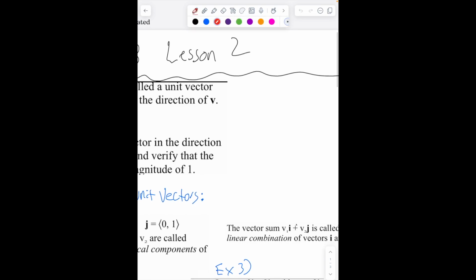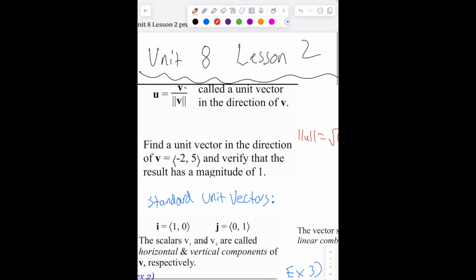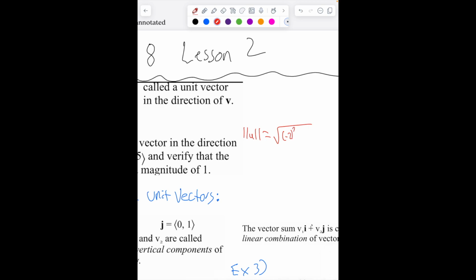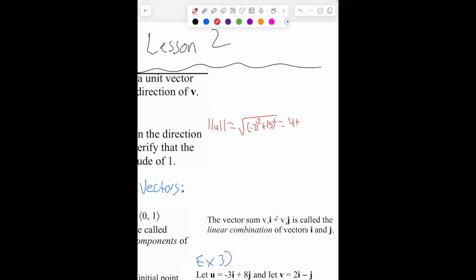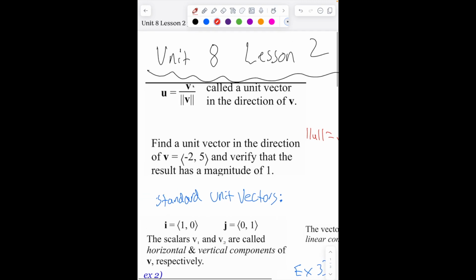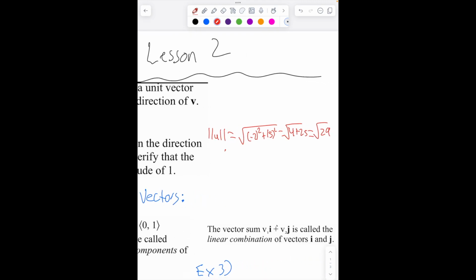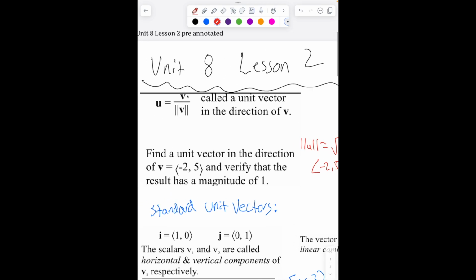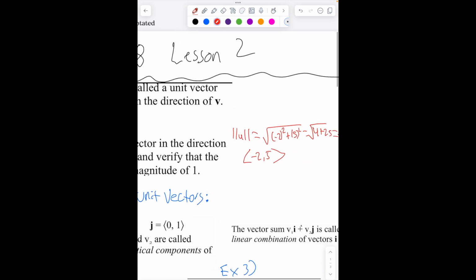The magnitude is, again, basically the distance formula. So if we have negative 2 squared plus 5 squared, that gives me 4 plus 25, which gives me a magnitude of square root 29. Now I'm going to take my vector, negative 2, 5, put it on top, using this formula right here, and put on the bottom square root of 29.